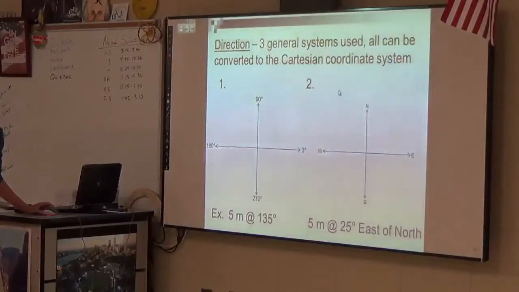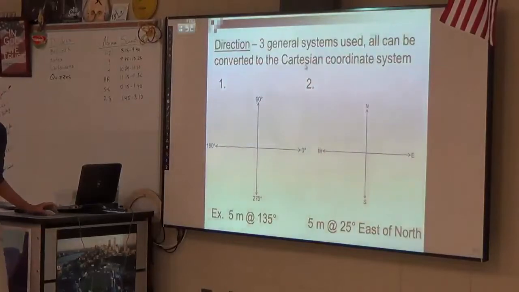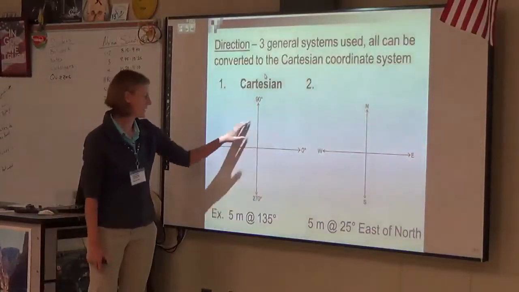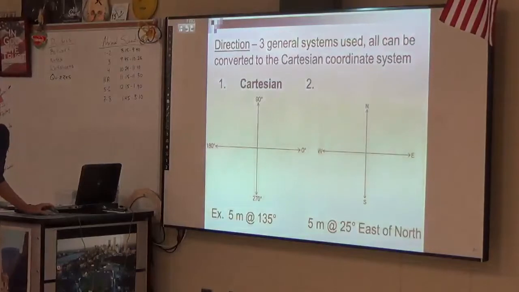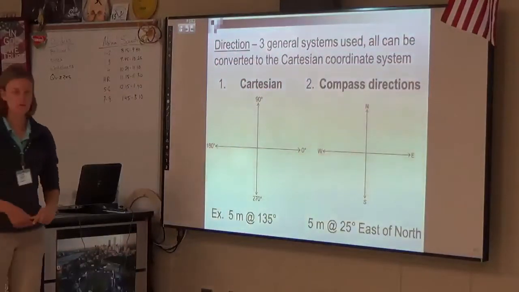Okay, so in the problems you'll see in the book, there's really 3 different ways that they'll tell you the direction of a vector. But you can really place all in the Cartesian coordinate system anyway. So of course, the Cartesian coordinate system would be number 1, the 0, 90, 180, 270. And just simply with compass directions.